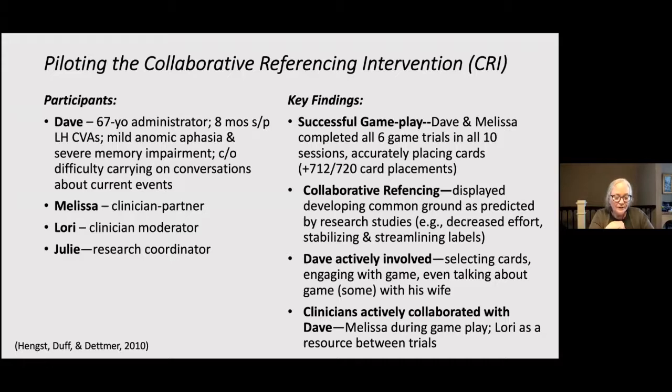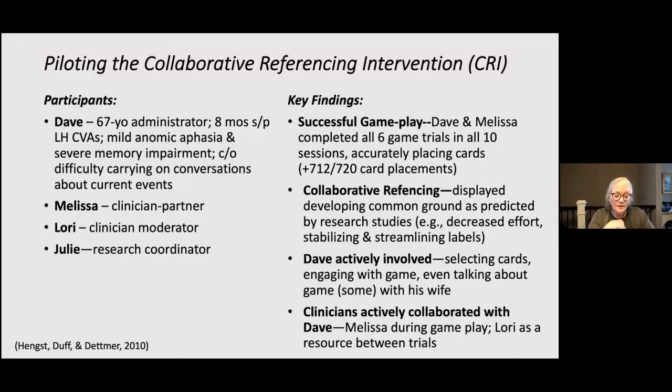We recruited Dave, who was a 67-year-old man with mild anomia and severe memory impairment. Melissa was a clinician partner, and Lori was the clinician moderator. And I coordinated the research and worked with the family to develop these relevant playing cards, taking most of the photos myself. The pilot was successful.